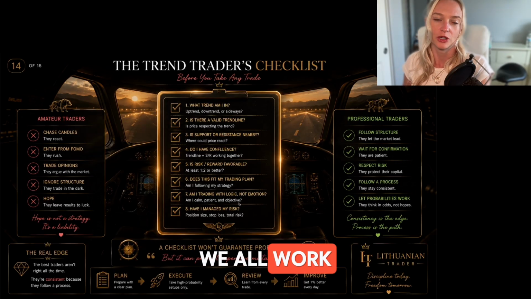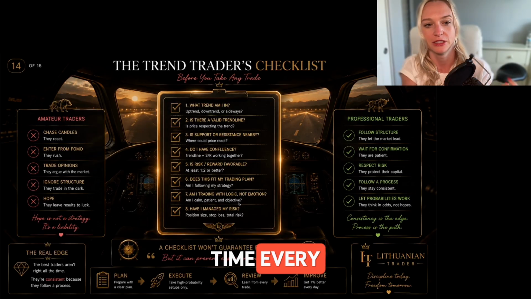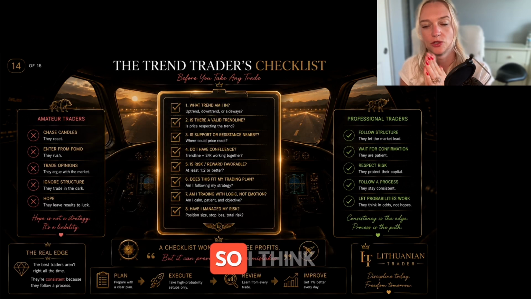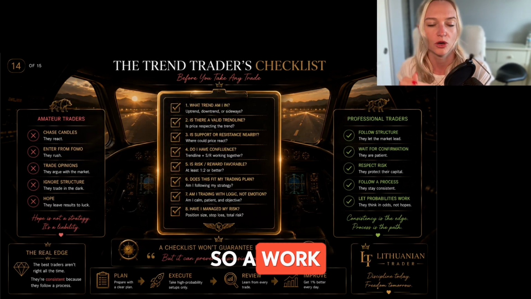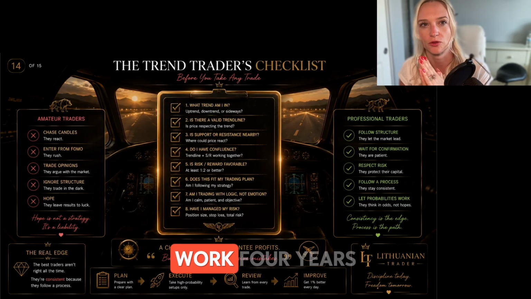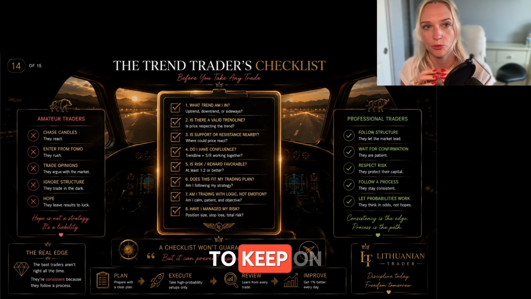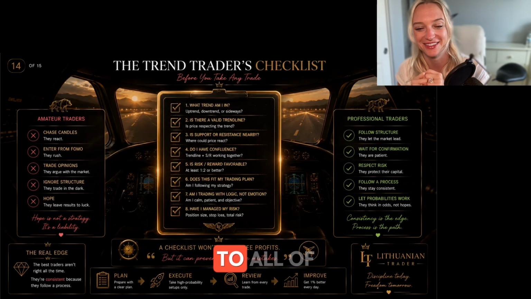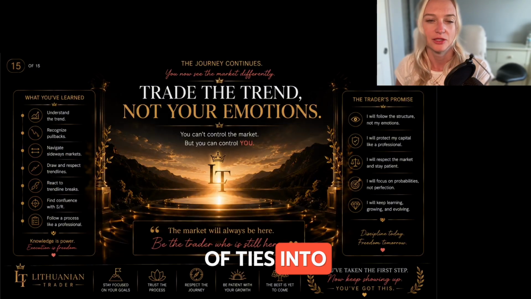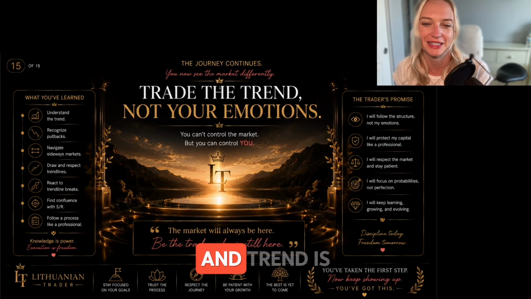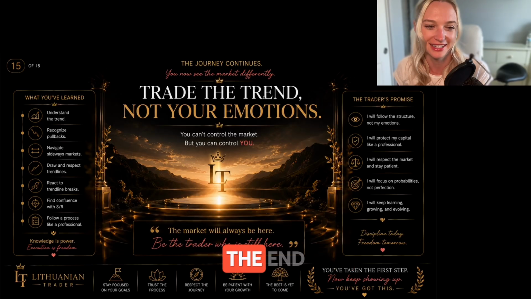And I think we all work on this every time, every day, every time we take a trade, and the market keeps changing, right? So I think we have to keep pivoting. What worked 4 years ago doesn't work today, and what's going to work today is not going to work 4 years later. So we have to keep on pivoting and adjusting and being resilient to all of that. And that kind of ties into psychology. We trade the trend, not our emotions. And the trend is your friend till the end.